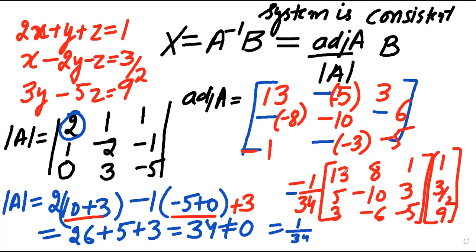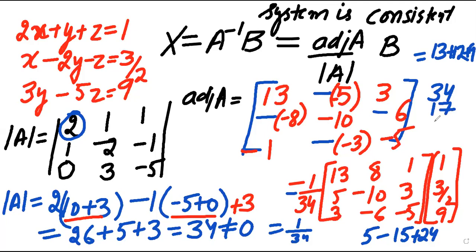So that is equal to 1/34 here. 13 into 1, that is 13. 8 into 3/2, that is 12. And here 9 into this, that is 9. So what is the answer here? That is 34. The first answer is 34. Next, same, 5 here. Minus cancel out, 5 3s are 15 will come. 9 3s are 27, 27 plus 9 is 29 minus 15. That is 17.